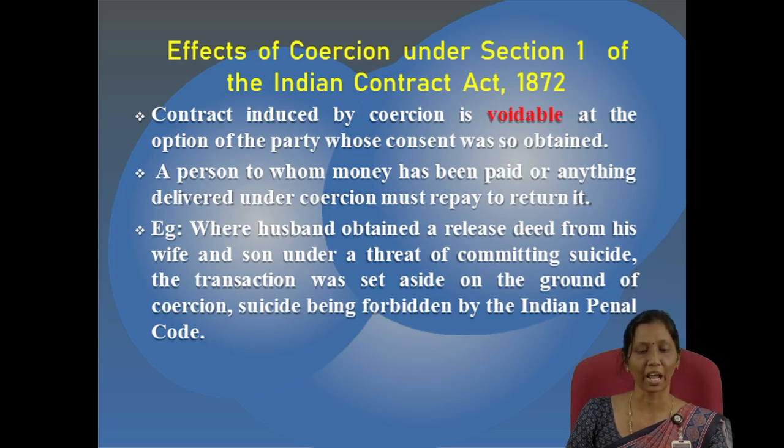We can see an example where a husband obtained a release deed from his wife and son under a threat of committing suicide. The transaction was set aside on the ground of coercion, suicide being forbidden by the Indian Penal Code. What does this example mean? The husband is compelling the wife and the son to sign the release from the family details. He says, if you are not signing this agreement, I will commit suicide. So the husband is threatening the wife and son to sign the contract. Because they entered into the contract only by threat, it is voidable, and it is called coercion.